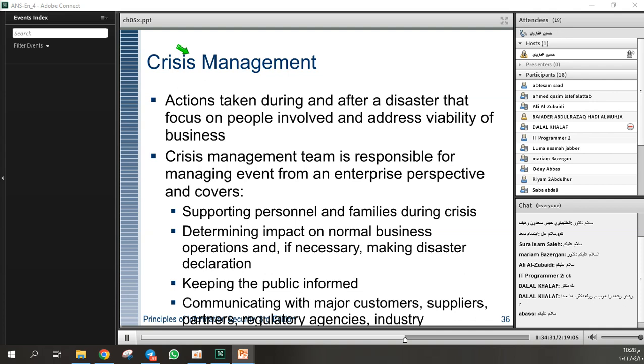One of the most important things in BCP is crisis management. What is crisis management? After a disaster happens, okay? For example, let's suppose we have an earthquake.